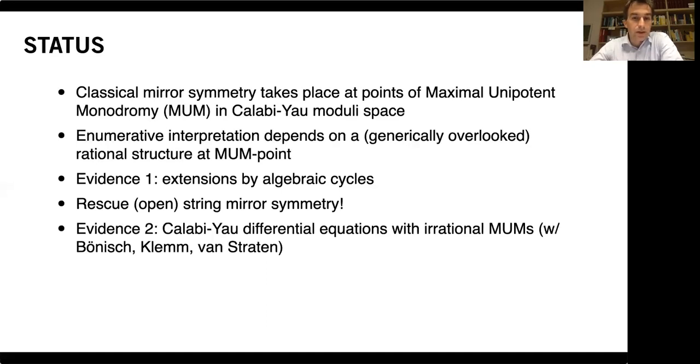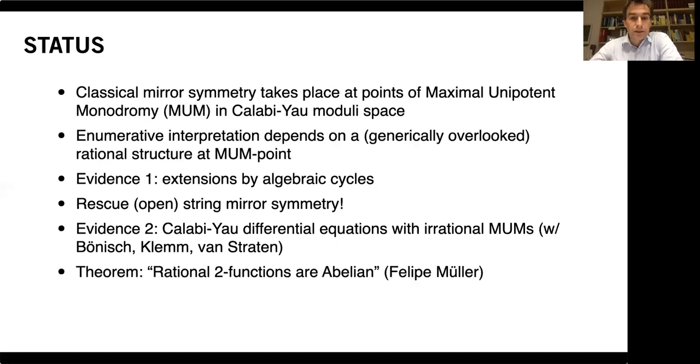The two recent results which make this sharper are not a solution to these questions, or to the interpretation of the arithmetic structures, but they make this sharper. The first one is Calabi-Yau differential equations with irrational MUM points. This is work with Klemm and van Straten, and Klemm's student Kilian Boenisch. The other is a theorem that was proven recently by my student Felipe Mueller, and that is just the statement that rational two functions are abelian.